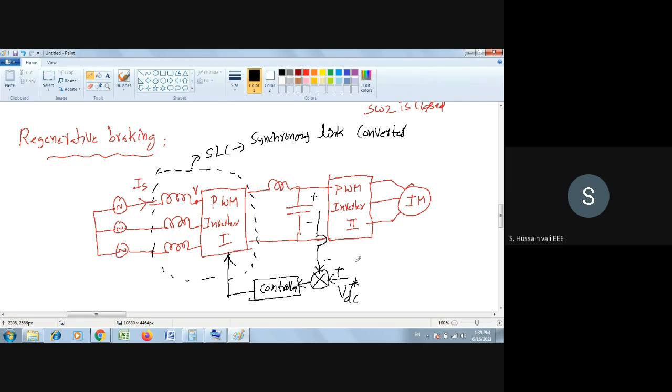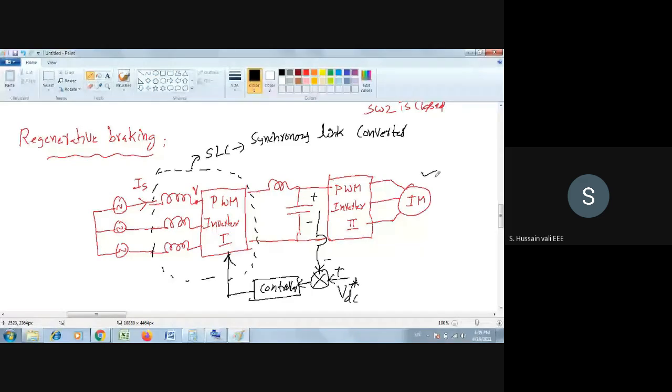I told you already, you might have remembered, that regenerative braking means the energy which is stored in the induction motor will go into the source. Unlike in dynamic braking, where the energy in the induction motor during the braking process is dissipated.